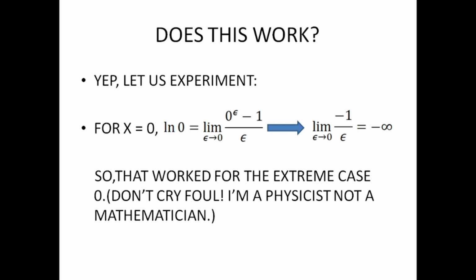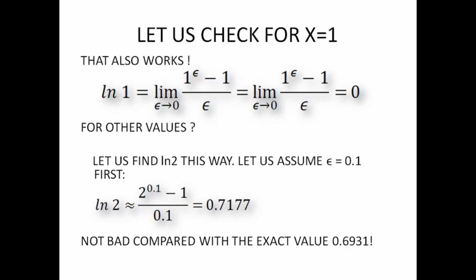Not that much rigor here. Okay. Let us check for x is equal to 1. That also works. ln 1 is equal to limit epsilon goes to 0, (1 power epsilon minus 1) divided by epsilon, which is equal to 0. 1 power anything is 1, and 1 minus 1 is 0. So we have this 0 by 0 indeterminate, but okay, for the time being, believe that it is 0.